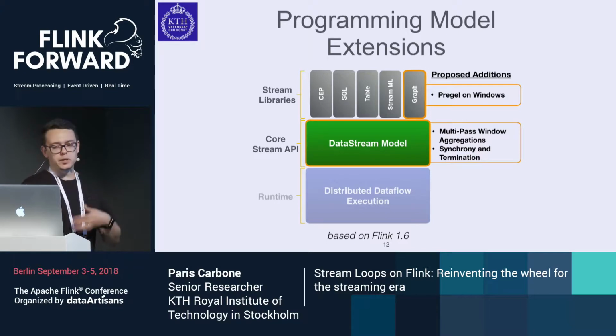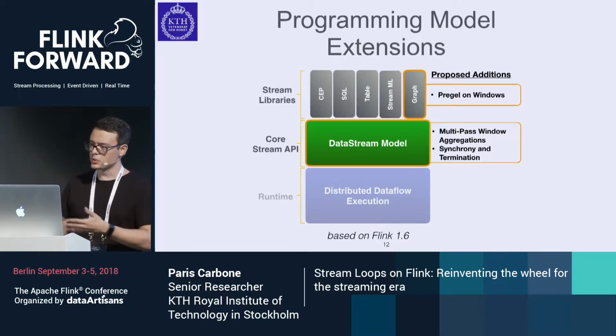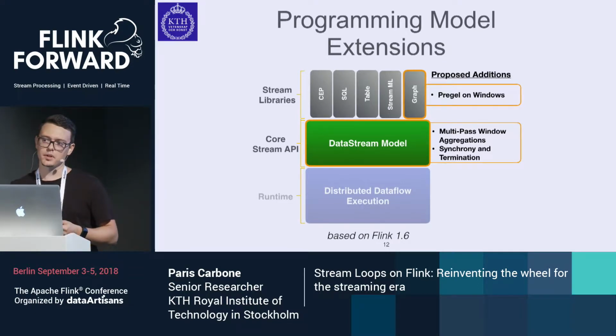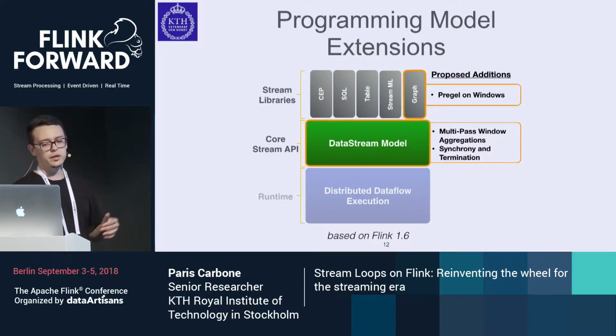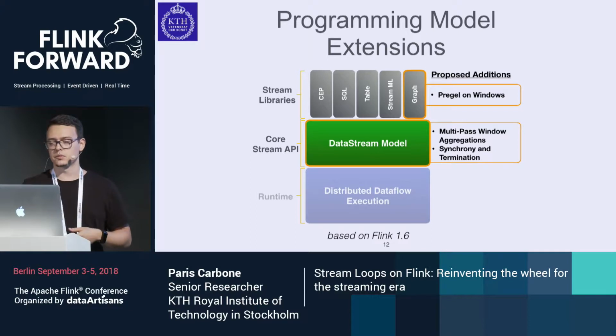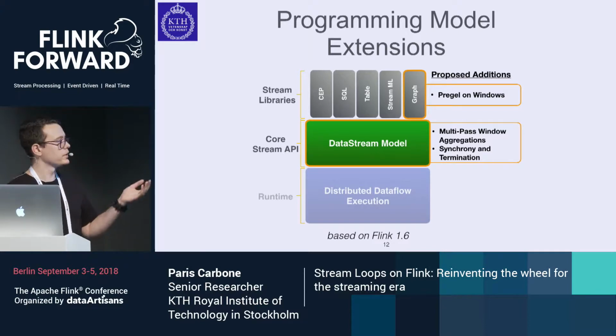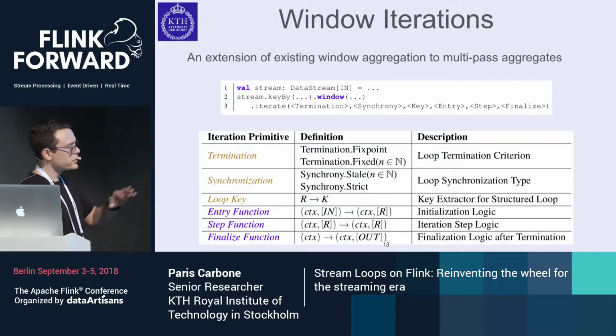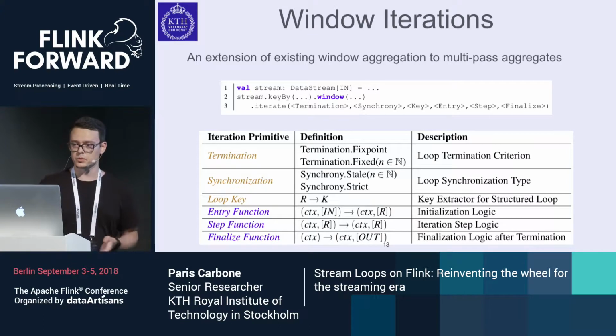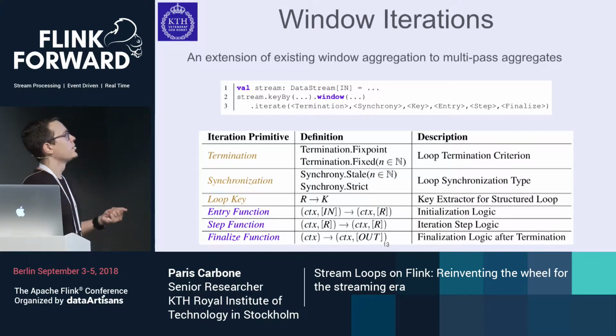Now, what we propose is an extension of the data stream model, as an addition to the existing single-pass window aggregation, that instead does multi-pass aggregation. And we can also do other things on top, like DSLs, for example, doing graph computation on windows, and so on. I'll just briefly explain how this API would look like. We have an implementation for those who are interested. This is still a research project.